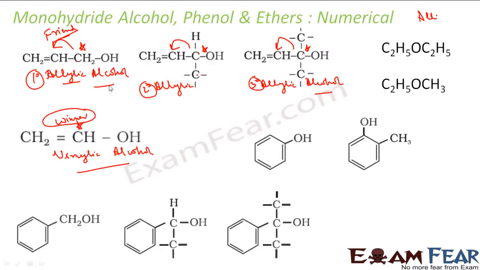Just a memory tip. Please note, this was allylic because the star carbon was not double bonded. Star carbon was not the winner. Star carbon's friend, that is allyl, was the winner. So it is allylic alcohol. Here the star carbon itself is the winner. So it is vinylic alcohol.